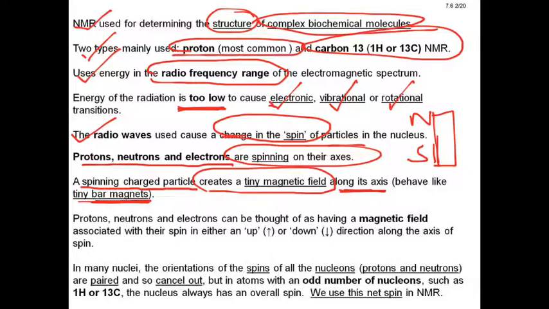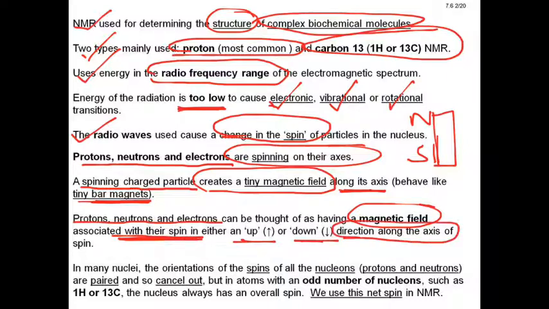Well, in the same way, the protons, the neutrons and the electrons can be thought of as having a magnetic field just the same way that a bar magnet does, associated with their spin. It's associated with their spinning. That's why the word spin gets into this, as spin up or spin down. Now, that's just to do with the direction along the axis of the spin. These things are rotating on their axis.